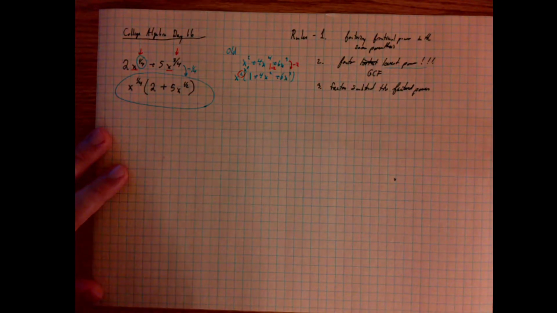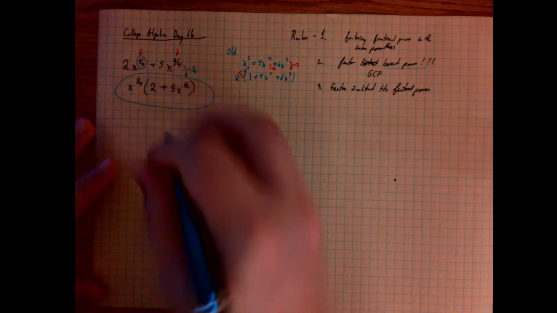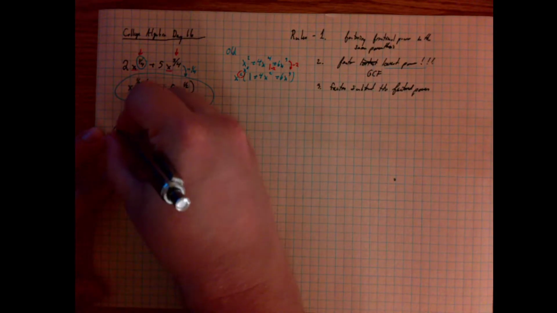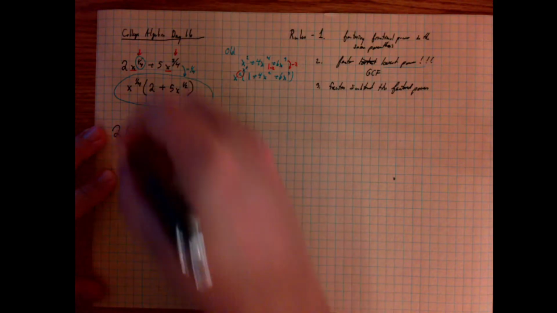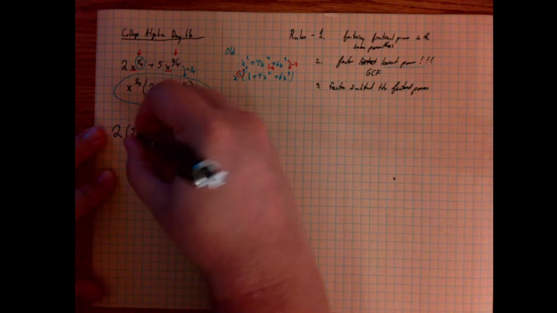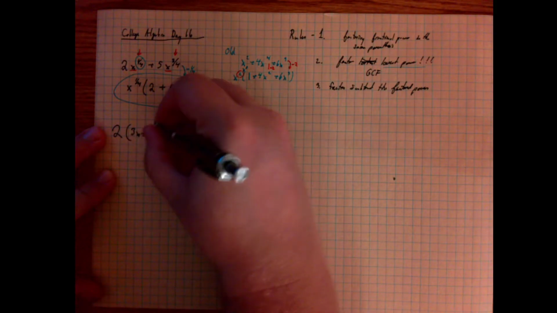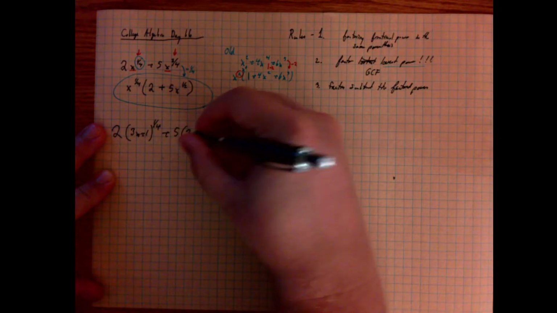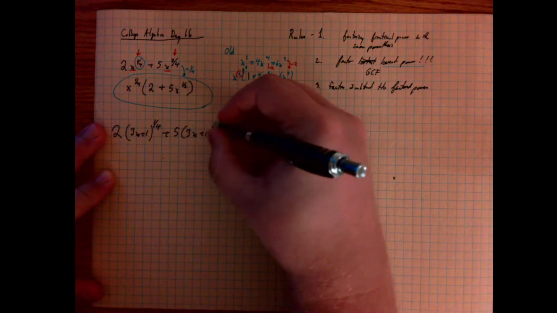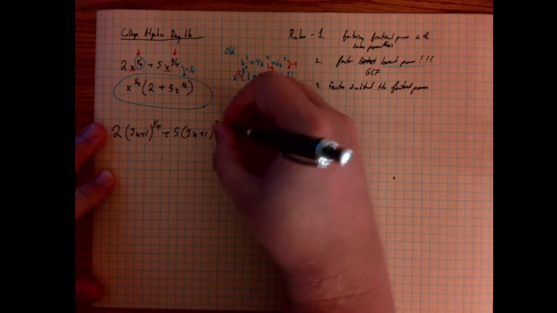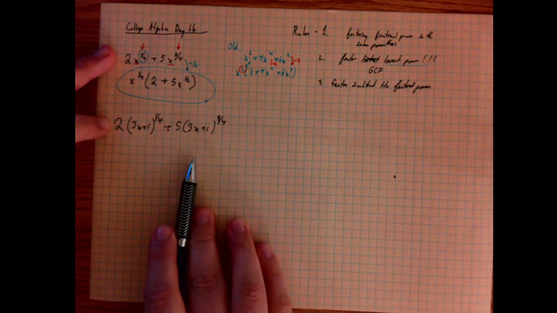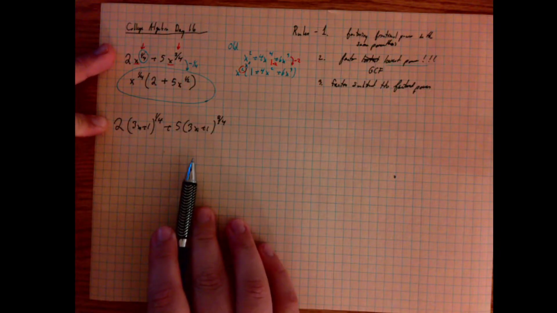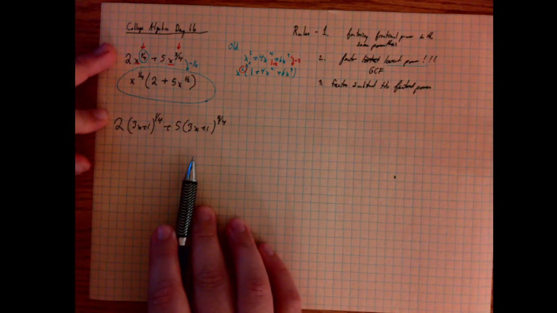Let's take a look at this same problem done with something in place of x. So 2(3x plus 1) to the 1/4 power plus 5(3x plus 1) to the 3/4 power. These two are the same basic problem, and how we're going to do them is going to involve some of the same basic steps. Take a look.